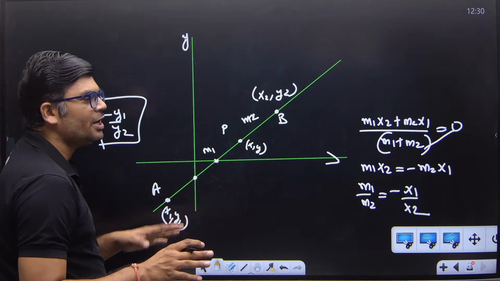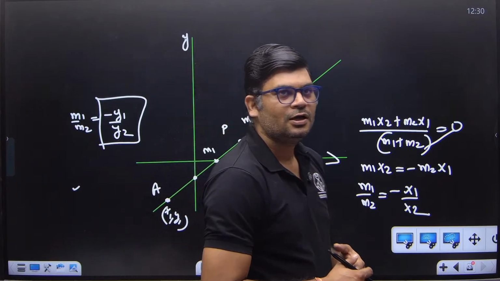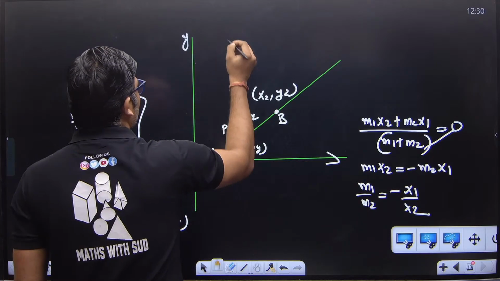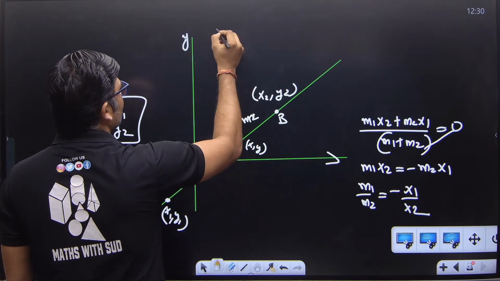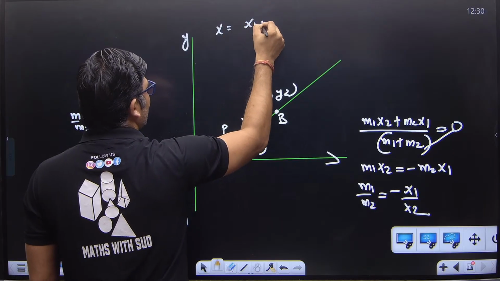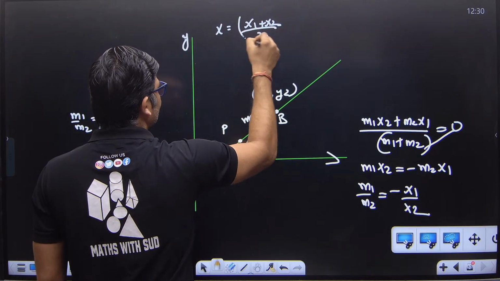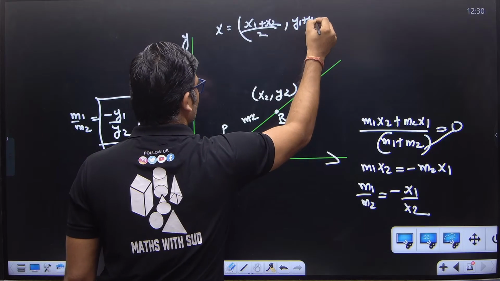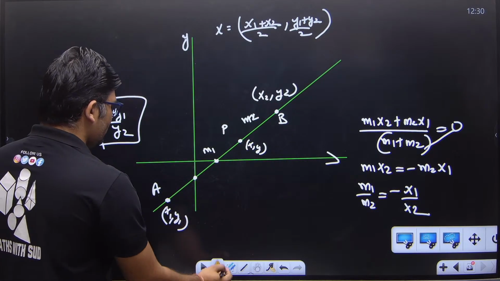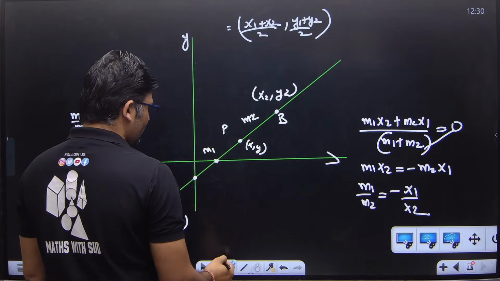So these are the 3 kind of questions that come. And then the special case is always the midpoint. Midpoint is what? m1 and m2 are 1 and 1. So midpoint is given by x1 plus x2 by 2. Okay. This is the midpoint formula.